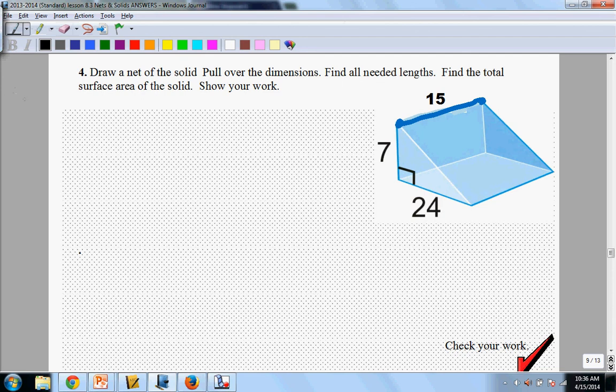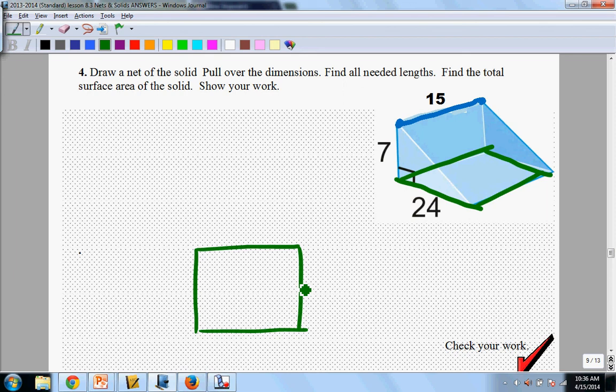Okay, so we're going to unfold this very carefully, and I'm going to color code it, so I've given you colors if you'd like. I'm going to start with what I consider the base, which is going to be the 24. And then what's that length right there? 15. Do you see it's 15? So that's the 24, and then we have 15. That's going to be this bottom one in green.